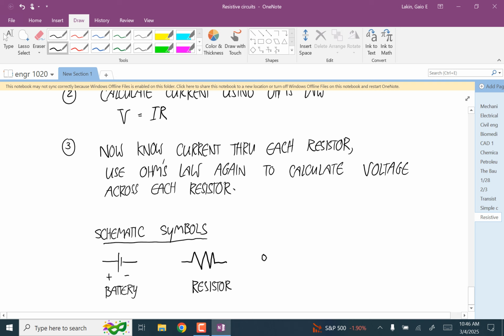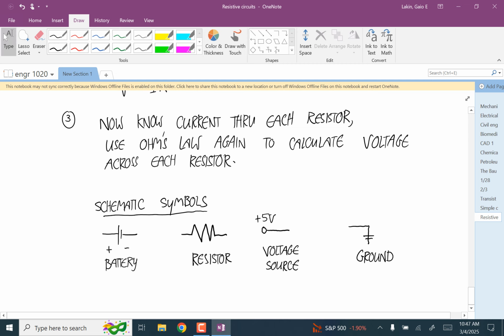A circle with a line coming from it is a voltage source. It'll always be given with the electric potential that's provided here. So this would say like plus 5 volts, for example. And then the other symbol you'll see is something like that. This is the symbol for ground, and that you'll treat as 0 electric potential.